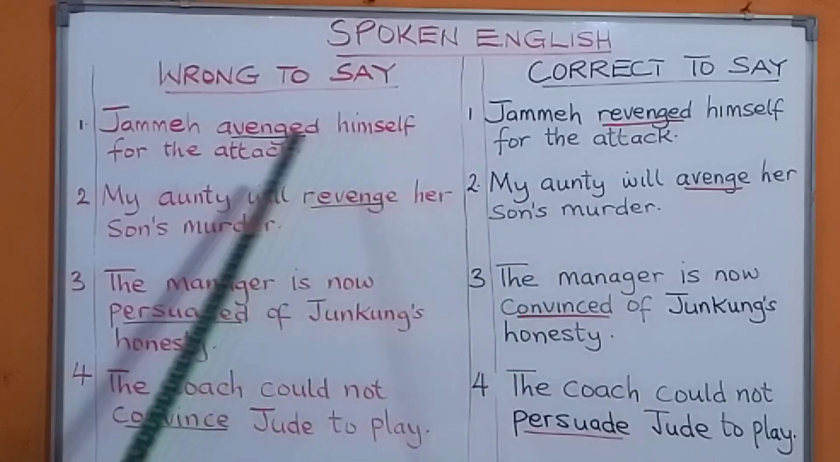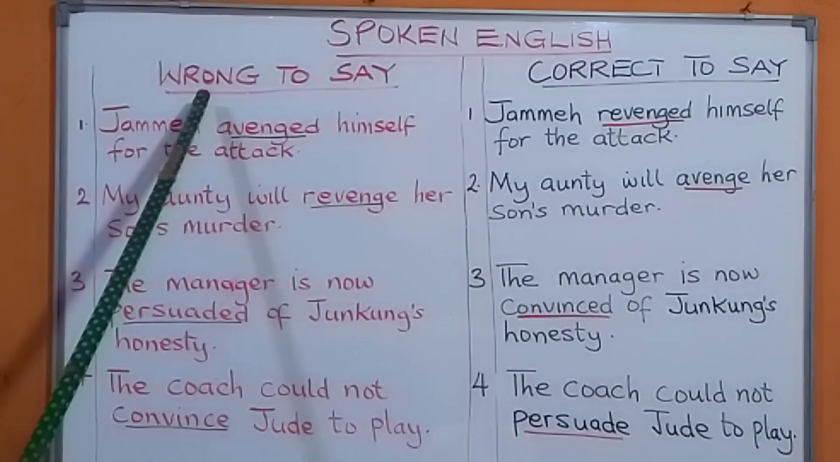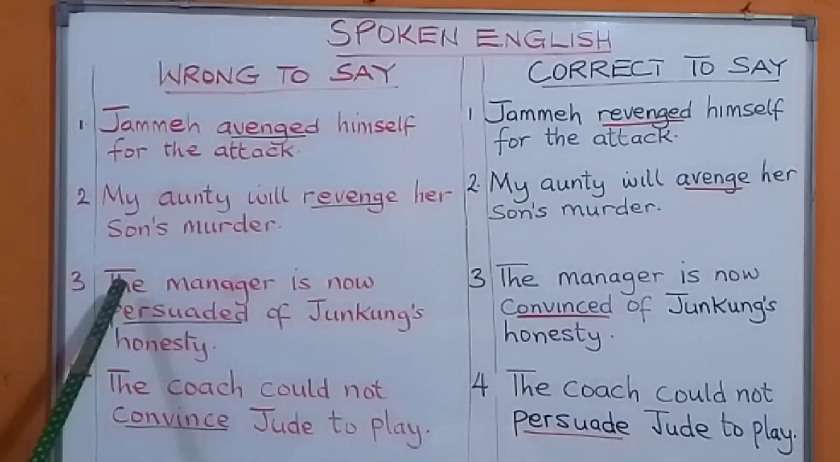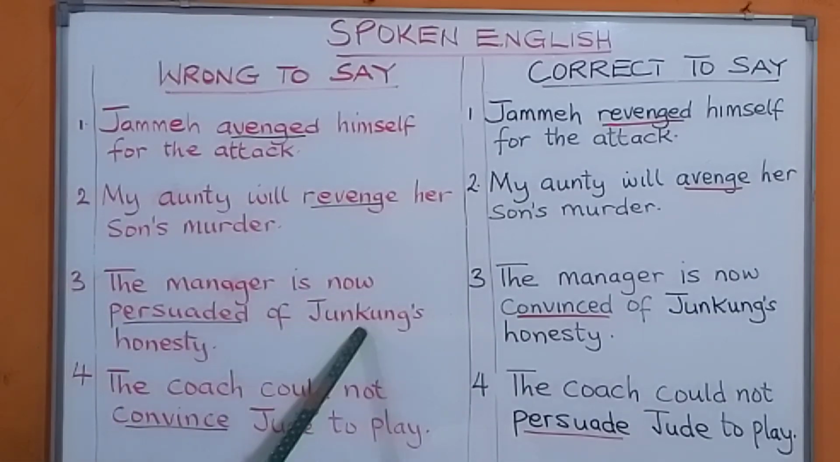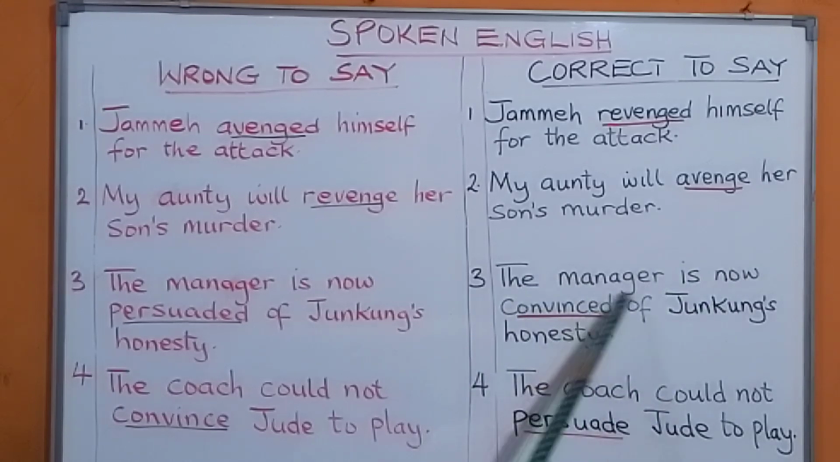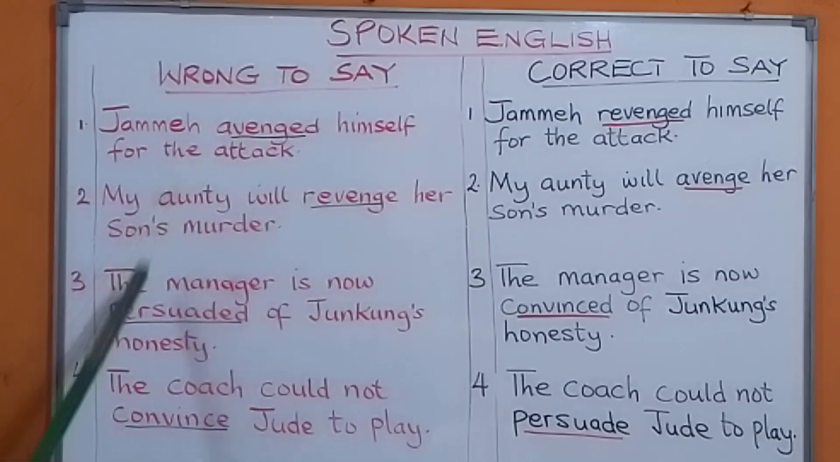Avenge, that is kill. Death. Wrong to say, the manager is now persuaded of Junkun's honesty. The correct way to say that is, the manager is now convinced of Junkun's honesty. Wrong to say, the coach could not convince Jude to play. Instead, the correct way to say that is, the coach could not persuade Jude to play.